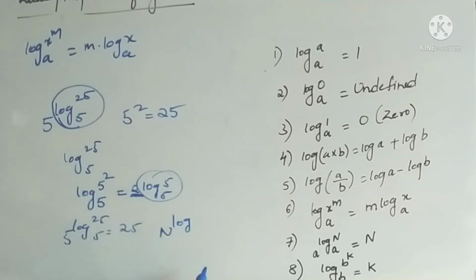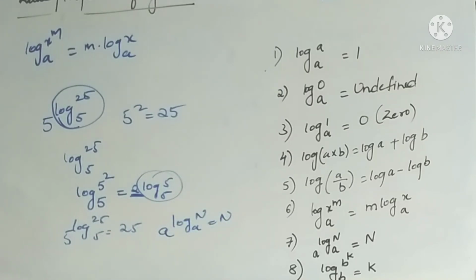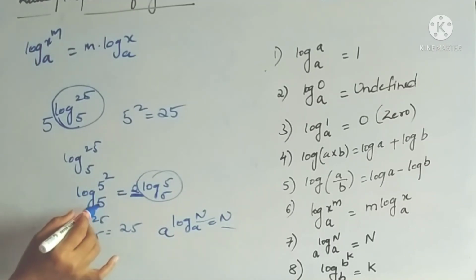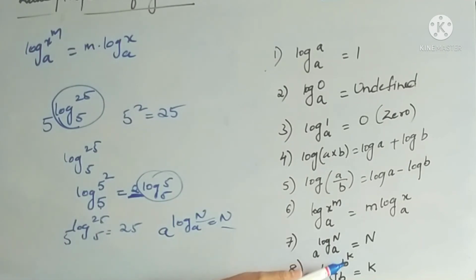If we generalize this, a power log n base a is equal to n only. When the base of the logarithm and the base of the exponent are the same, we get n as the answer. And the next one: if we observe, log 5 square base 5 means 2 only. So similarly, log b power k base b is equal to k.